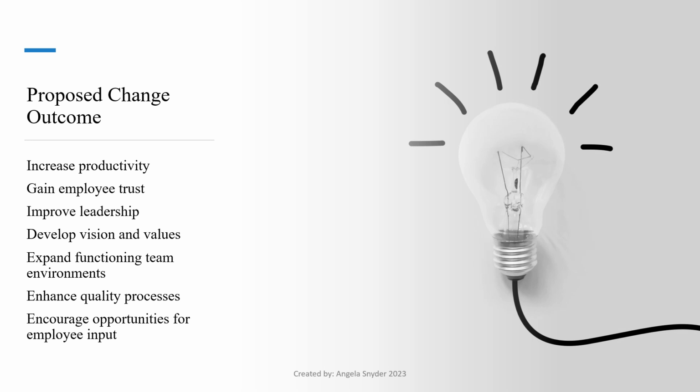Proposed change outcome. So the question may be, why go through these steps to create change? What is the outcome that we're trying to get with this change? Remember, we're creating and implementing to improve the culture within the organization. If employees are happier and feel appreciated, the work environment will be more positive and the work itself, the product, will improve.